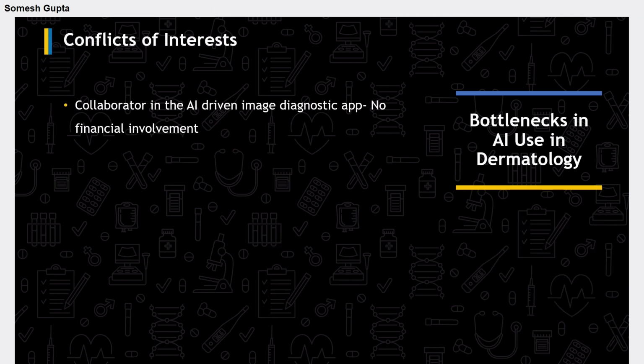I have no conflict of interest. I am involved as a collaborator in an AI-driven image diagnostic application, but I have no financial involvement in that.